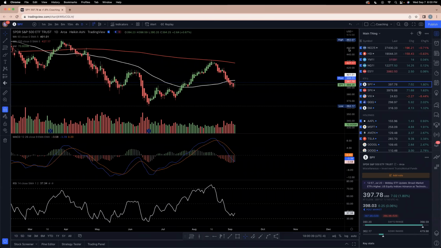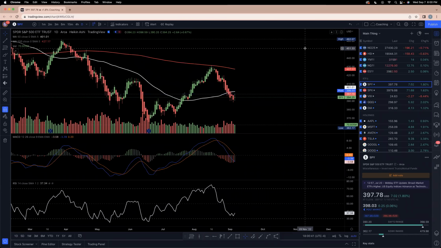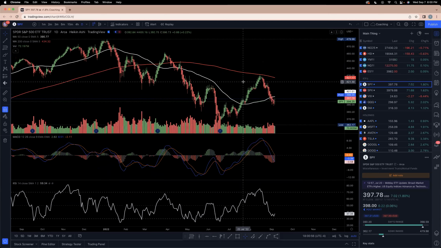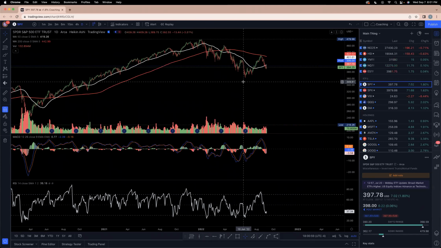Let's see. So I'm looking at the SPY right now. This is a daily chart, so one candle every single day. And this is a really, really big time frame. So the moves that happen up here, they do take some time to develop, right? So if you're more of a day trader, you definitely want to focus on lower time frames. I'm actually going to zoom out because I want to talk about this first.